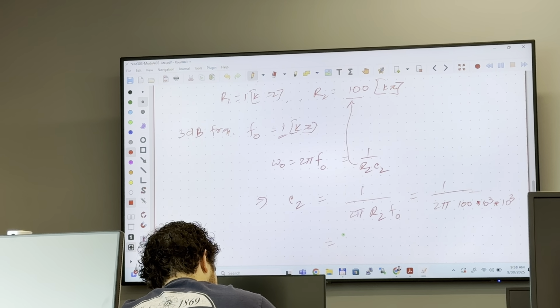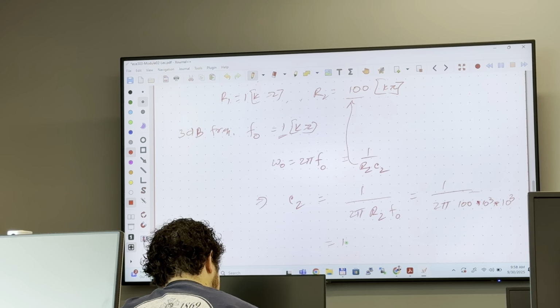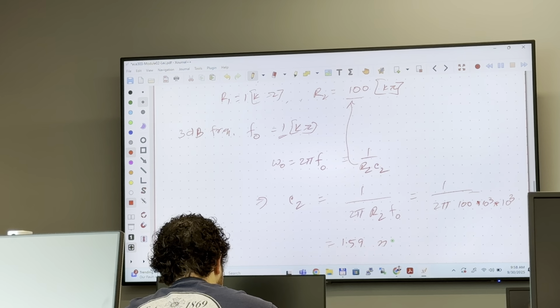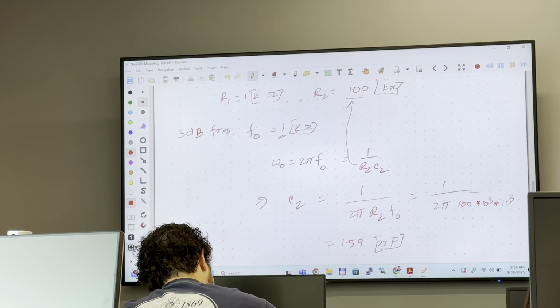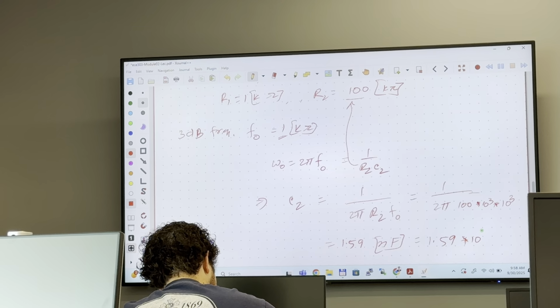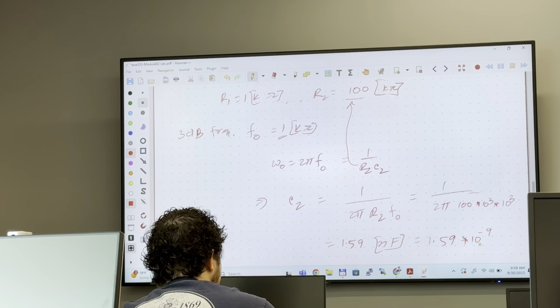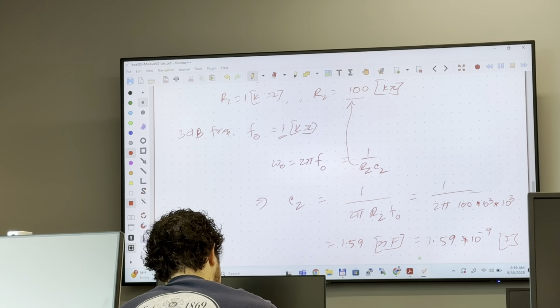How much? How much is it? 1.59 nanofarad. Very good. Again, please don't get confused. This nano is 10 to the negative 9, which means 1.59 times 10 to the negative 9. What is the unit now? If I write it like that, it's just farad. Very good.